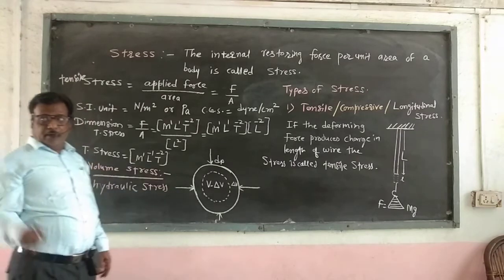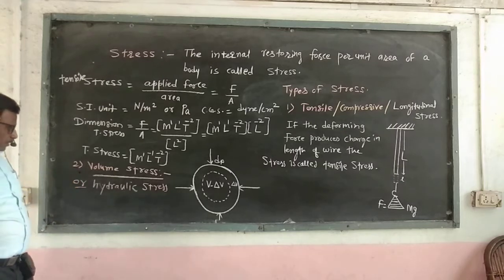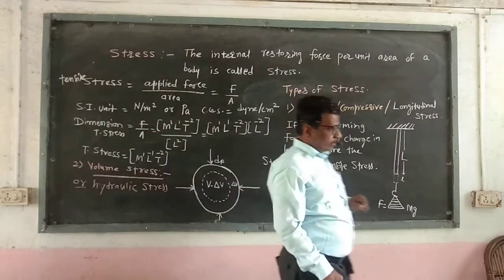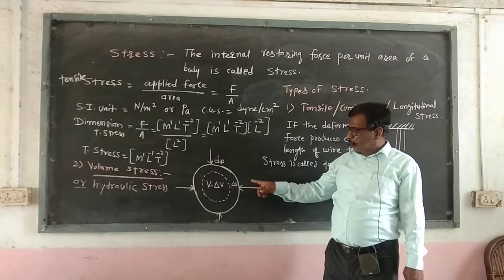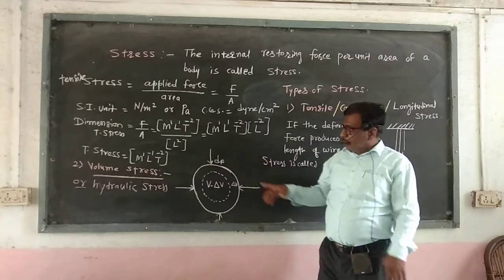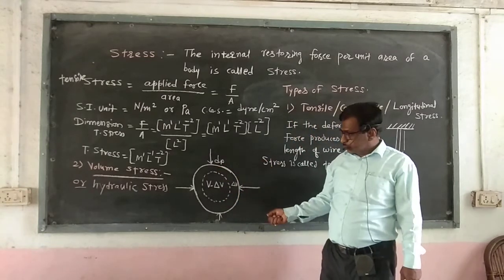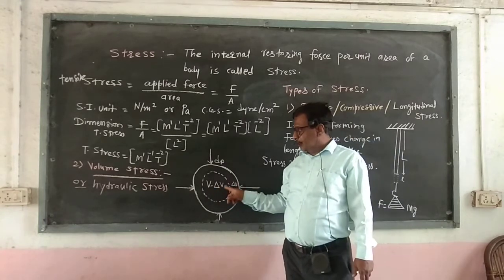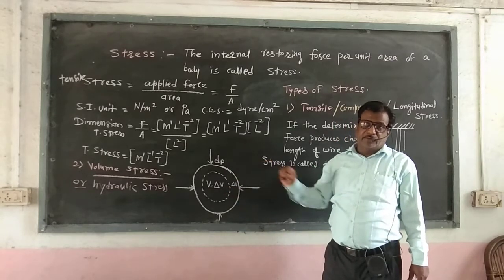Now second type of stress is called volume stress, or it is also called hydraulic stress. So what is meant by volume or hydraulic stress? Suppose we take a balloon here. Here volume of the balloon is V. When we press it with pressure dP, its volume changes. So change in volume is equal to V minus delta V. V minus delta V is the internal dotted circle which represents there is a decrease in volume.